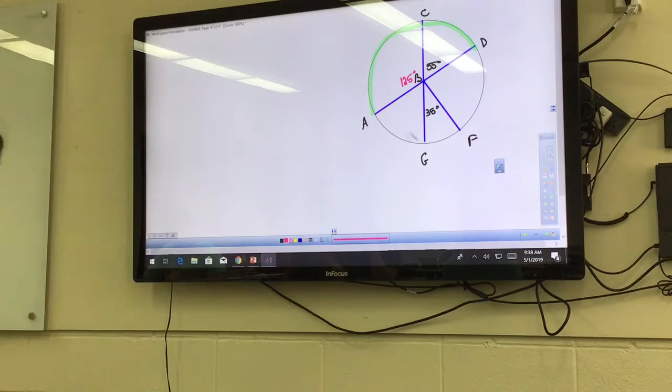125. Okay, then if I'm looking here, I have another diameter. So that means that from C all the way around to G has a sum of what? 180. So to find this angle that's missing, I would say 180 minus 55 minus 35, and what is that? 90.